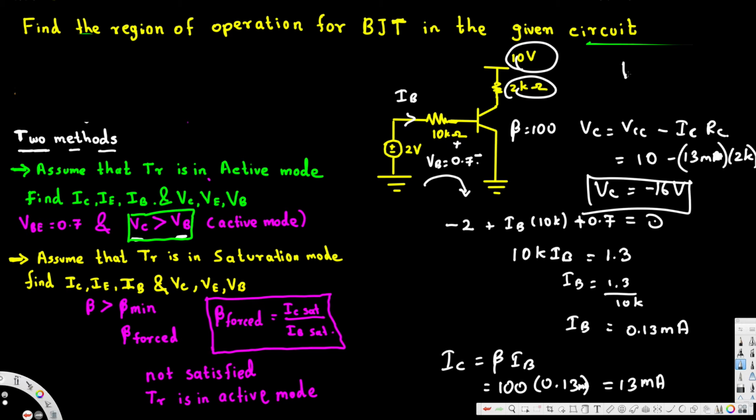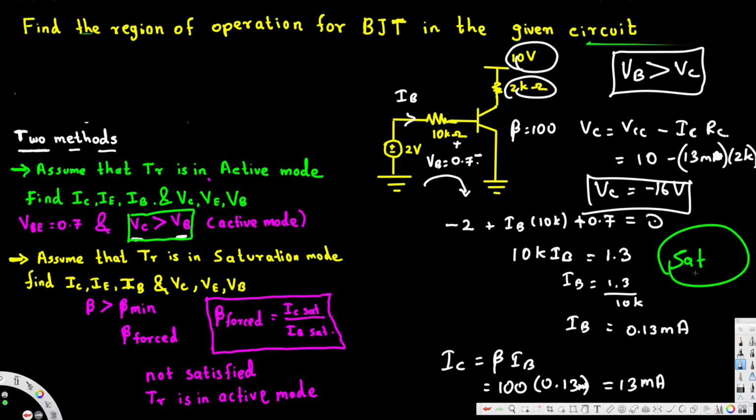So from this we know that VB is greater than VC. In order to be in active mode, VC has to be greater than VB. Here we are getting VB greater than VC. This is not in active mode. If it's not in active mode, it means this is in saturation mode. So this BJT is in saturation mode, and that's how we do that.